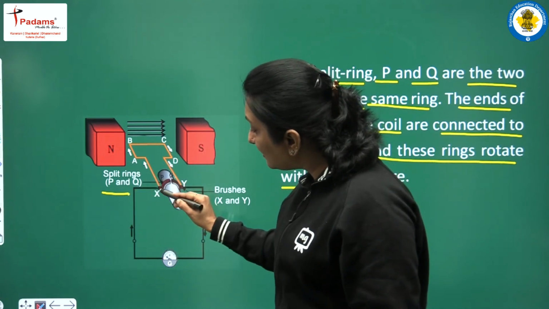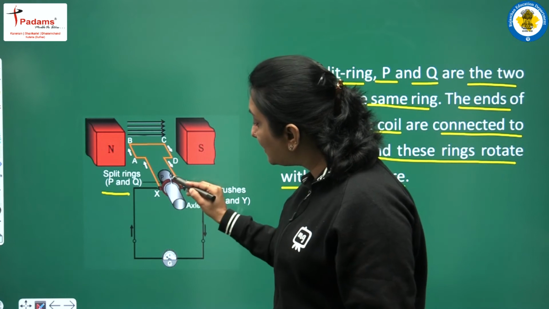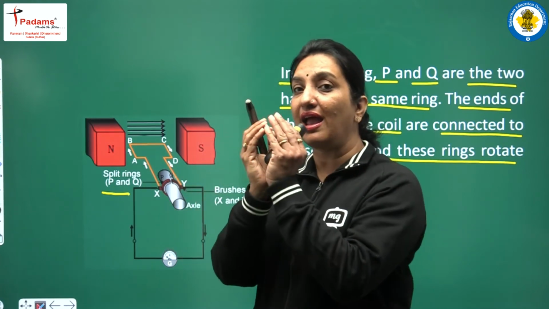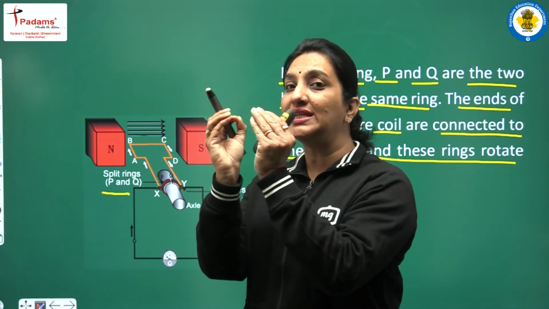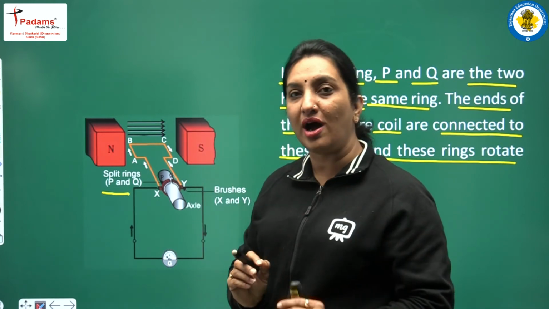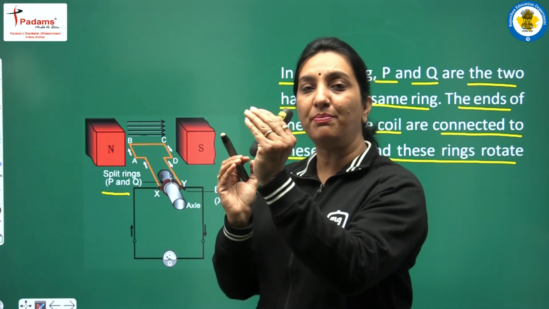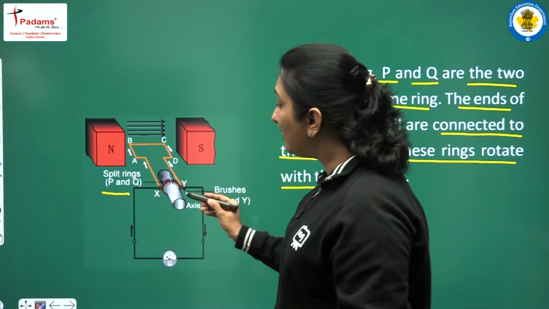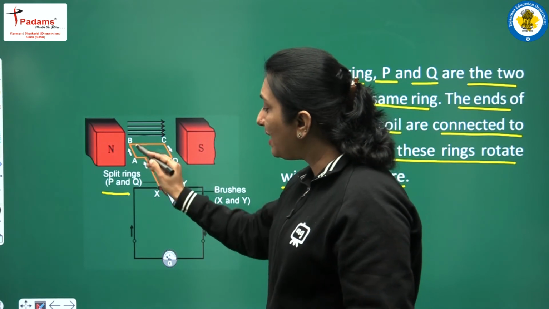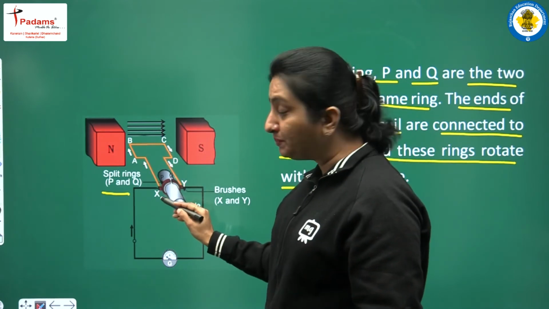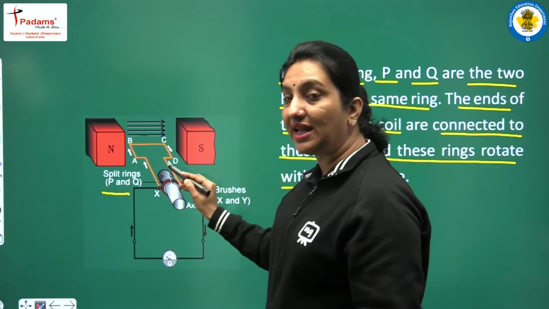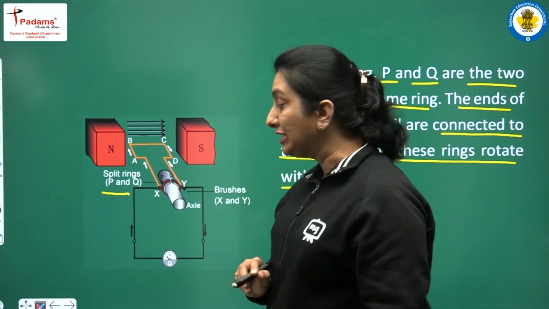Here you can see this is the P ring and this is the Q ring, and they are split. That is, we are having a single ring which is split into two halves. One half is known as the P part and the other half is known as the Q part. So here what we see is that the AB arm is attached to one half of the ring and the CD arm is attached to the other half of the ring.